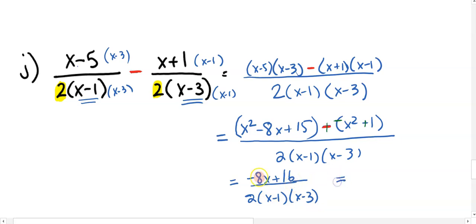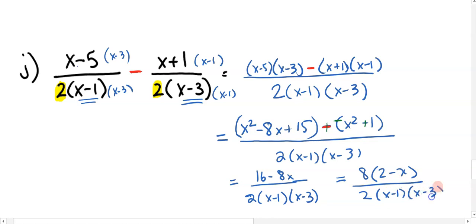Let's take a look. So I'm probably going to rewrite this as 16 minus 8x. Let's keep it nice and neat that way. So now I'm going to have 8. Let's check it out. Does it help me? So now I get 2 minus x all over 2, x minus 1, x minus 3. Well, that binomial didn't help, but the monomial helps. I can cancel and reduce here. So I can reduce and reduce, right?